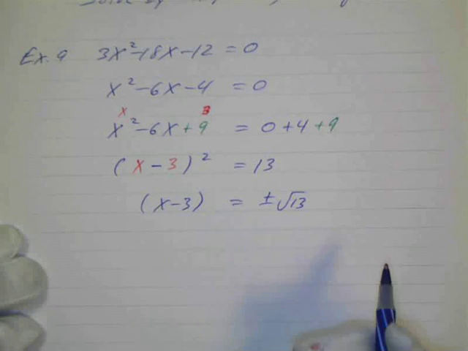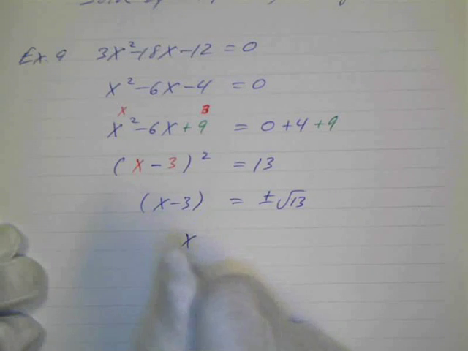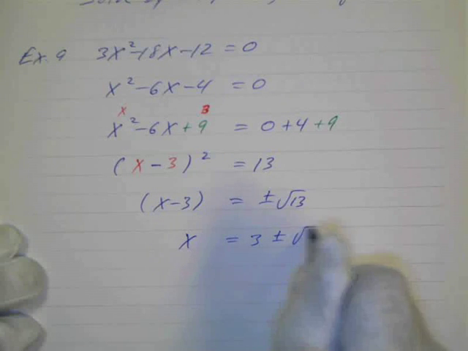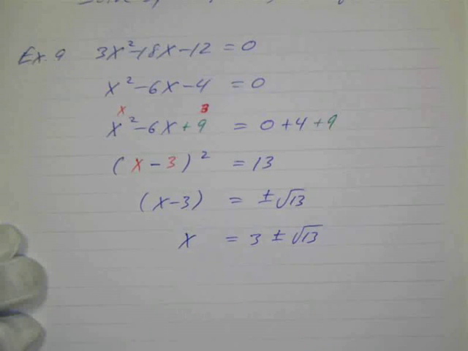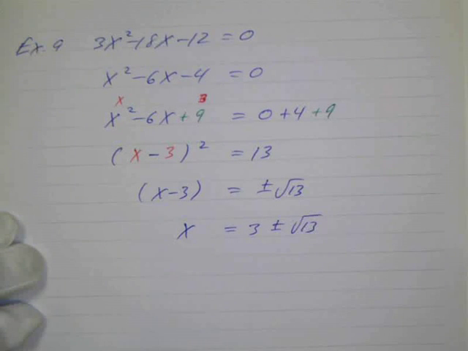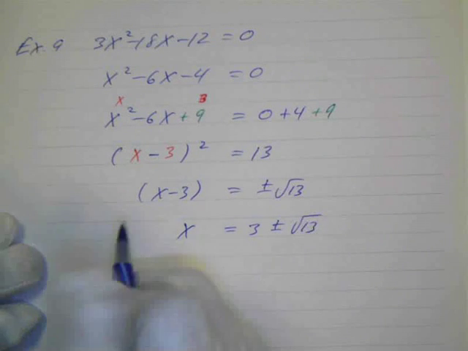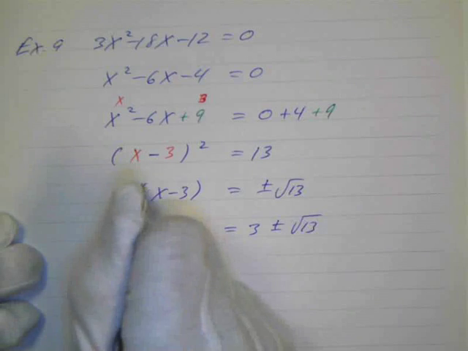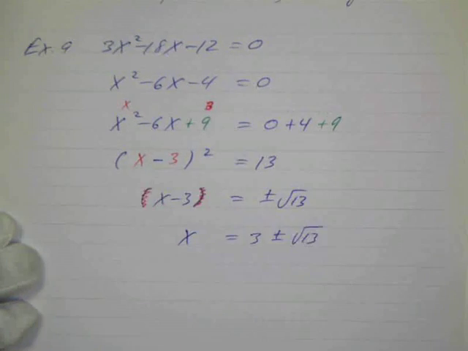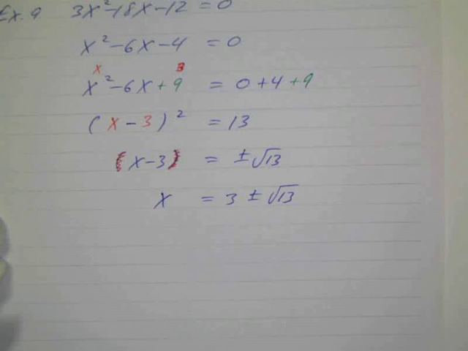I didn't need the parentheses, so I'll add 3 to both sides, so I get x equals 3 plus or minus the square root of 13, and that's your answer. And you could leave it like that. If you were going to calculate it out, it'd be 3 plus the square root of 13 and 3 minus the square root of 13. And again, you really didn't need this parentheses. That was another little faux pas, so it's just x minus 3.